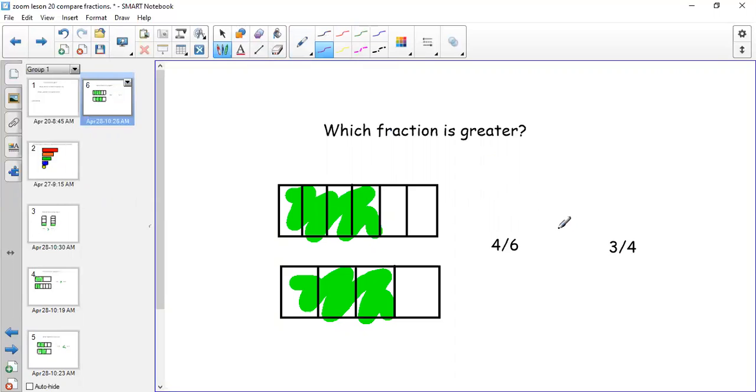Excellent job. It is 3/4. How do you know it's 3/4? You're correct, because the size of the equal parts in 3/4 are actually bigger than 4/6.